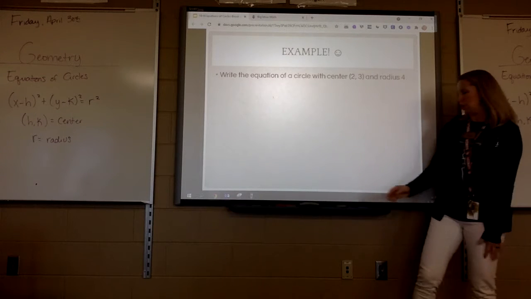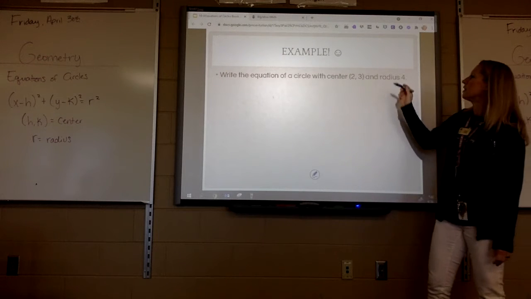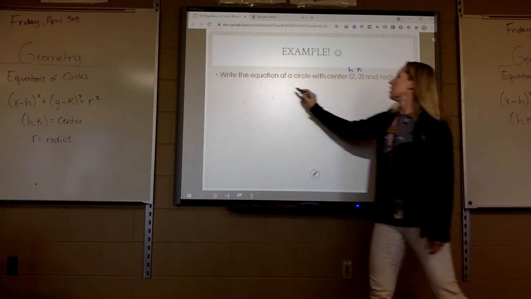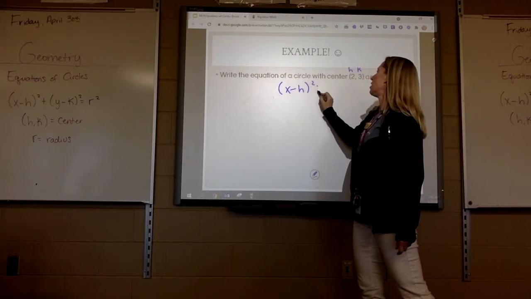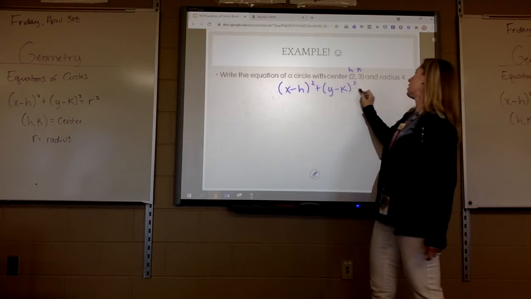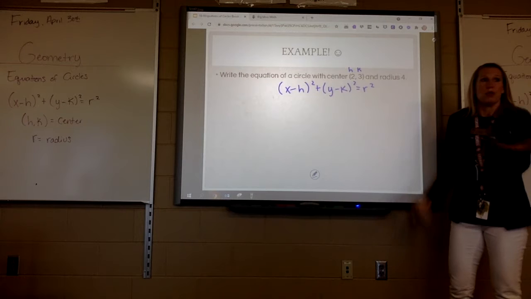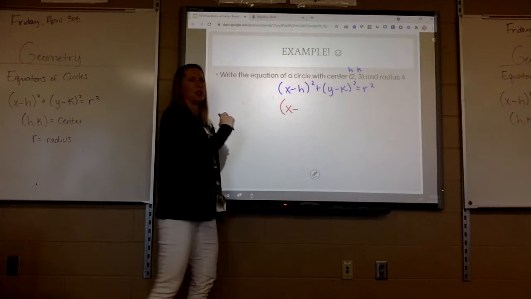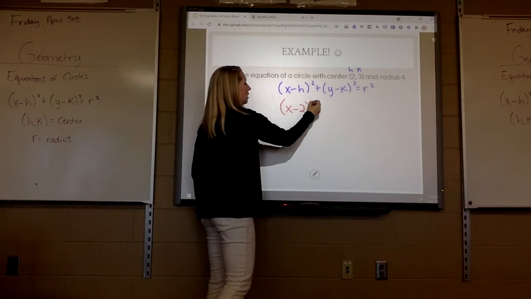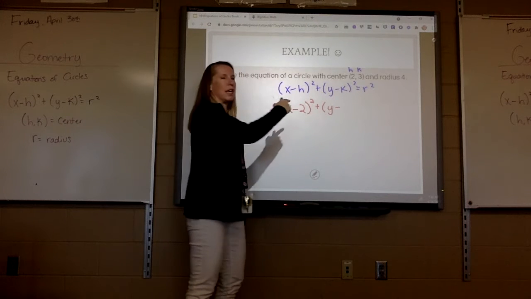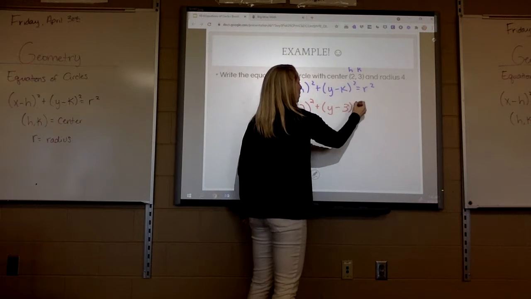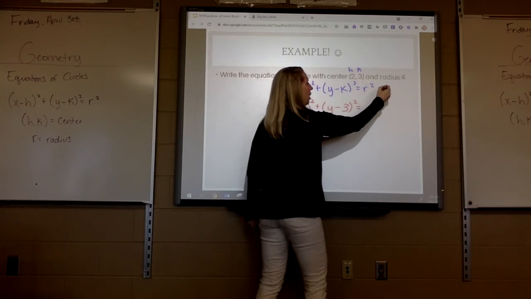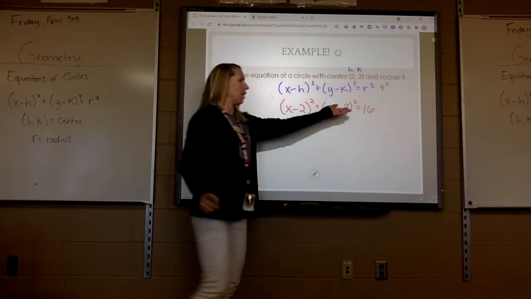So this is how it works. Let me just show you. It says write an equation of a circle with center 2 and 3. Remember, center is h and k, and radius 4. So the equation is (x minus h) squared plus (y minus k) squared equals r squared. So all you do is plug in. So I'll have x minus, what's h? 2 squared plus y minus, what's k? 3 squared equals r squared. What is 4 squared? 16. That is your answer.